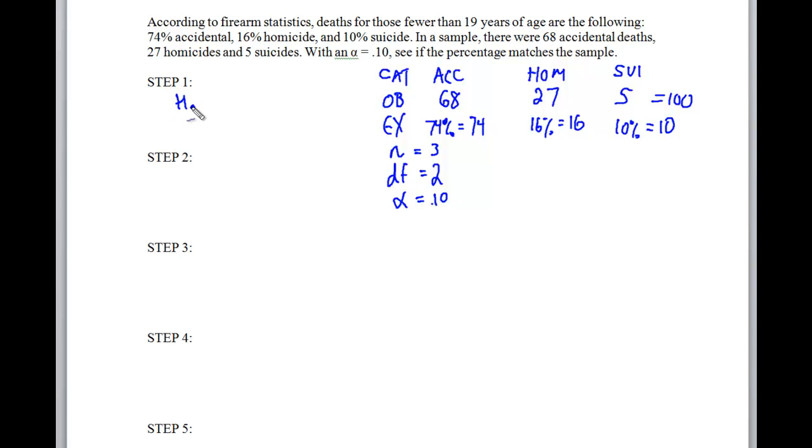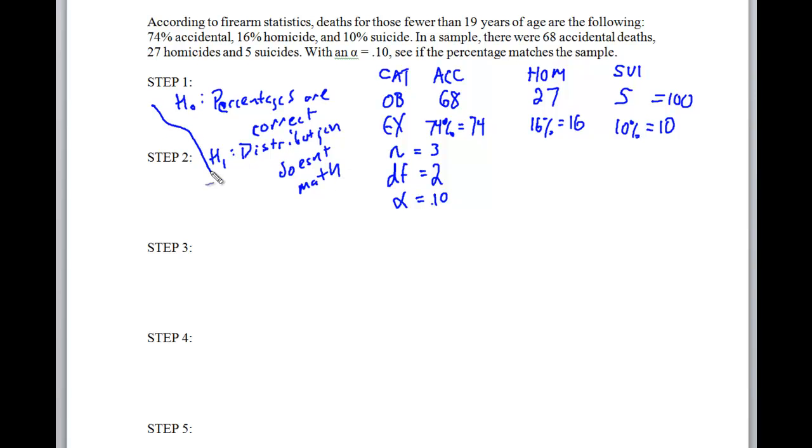Our null hypothesis is that the percentages are correct. And our alternative hypothesis is that the distribution does not match the percentages. All right, sorry for the crammed writing there, but I'm just trying to save some space and get it all on the screen at the same time. There are our alternative and null hypotheses.